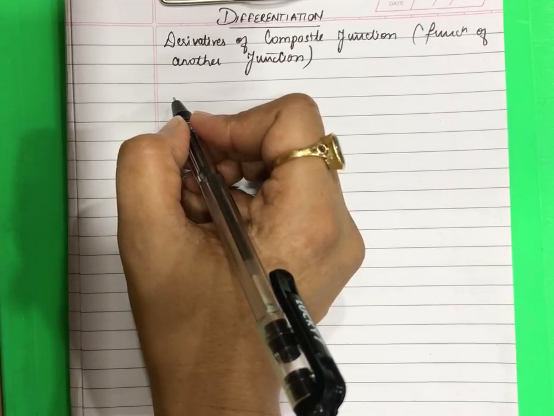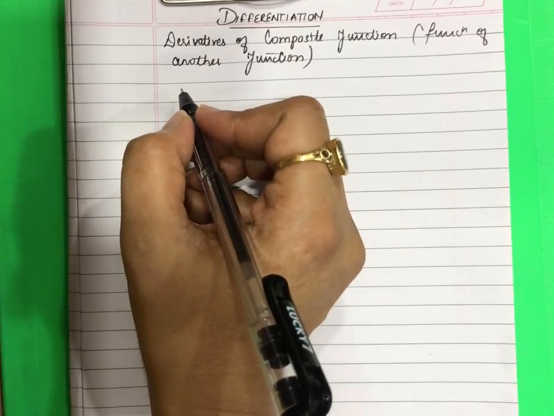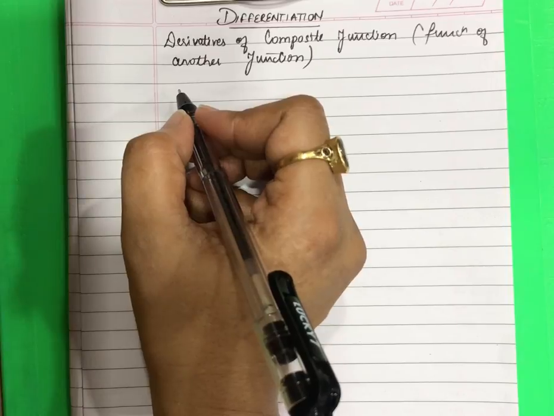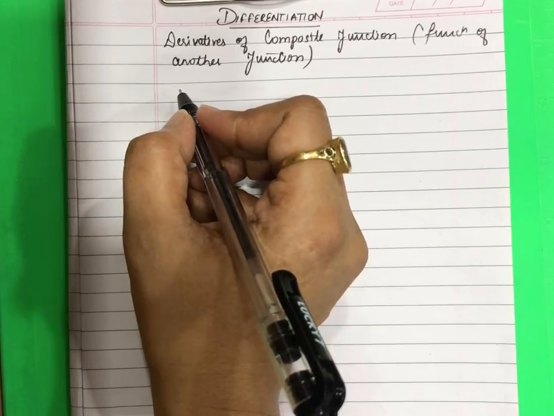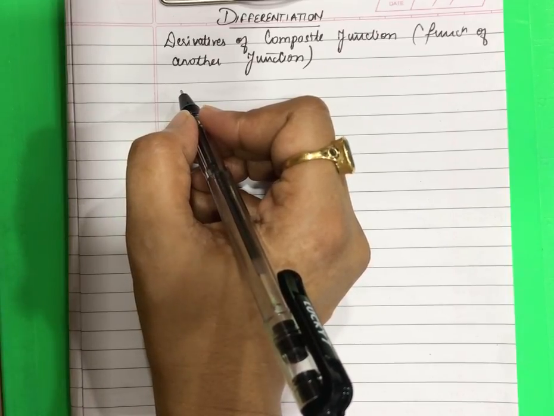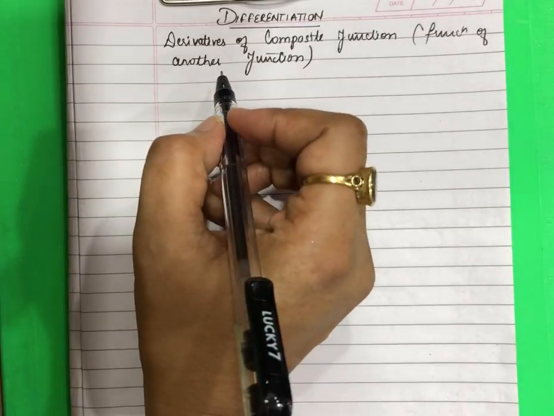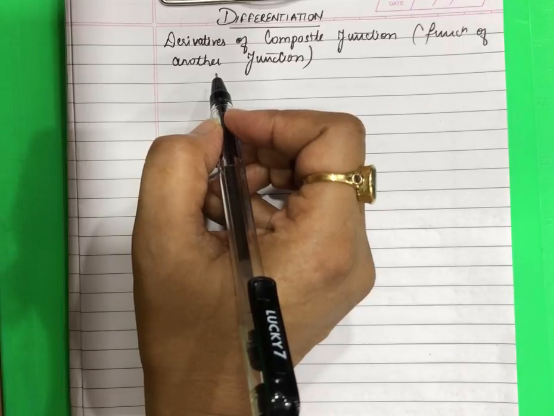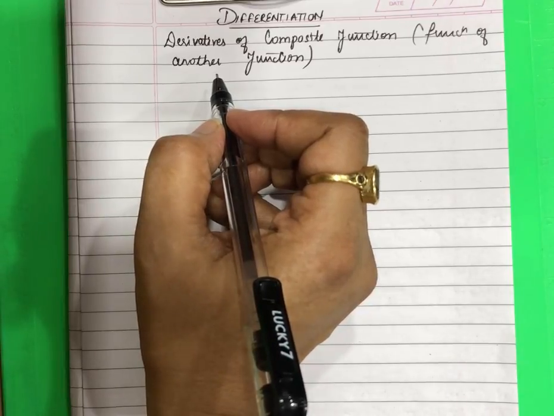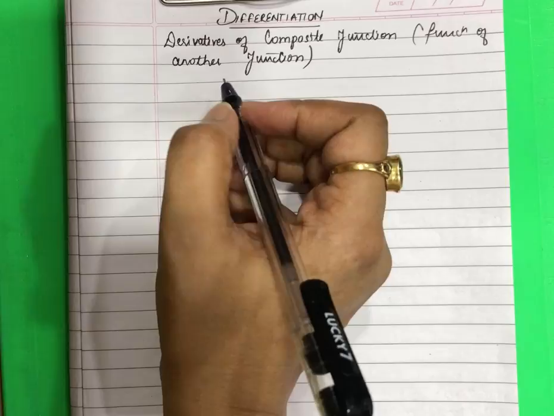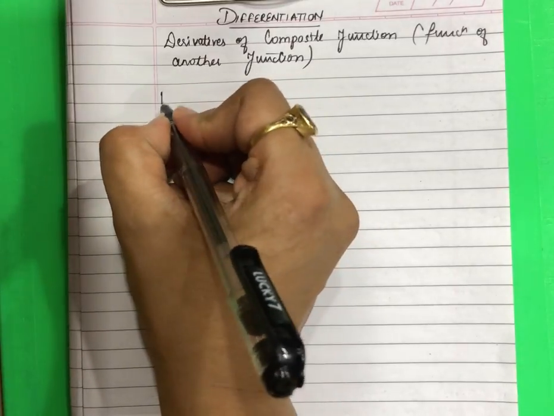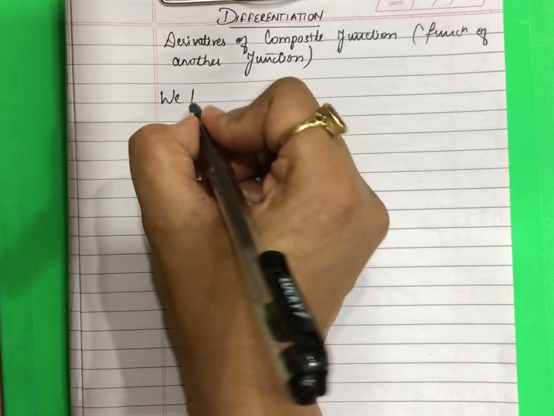Today we are continuing with the session of differentiation, and today's session includes derivatives of composite function, that is, function of another function. In order to find the derivatives of composite function, we need to know a rule that is known as chain rule. Before we start with that, I just want you to know the basic concept for the same.